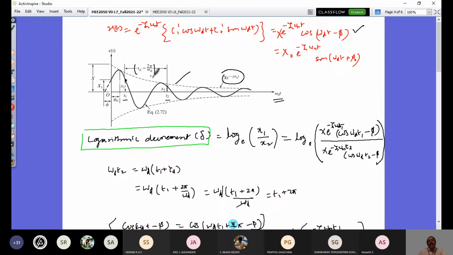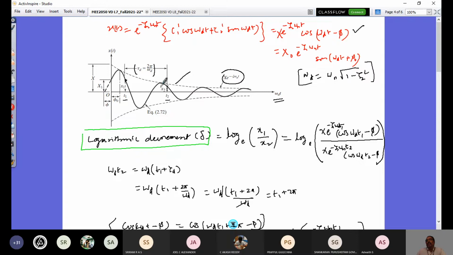Here, of course, omega d is the damped circular frequency. Because it is free vibration, it is called the damped natural circular frequency. There is a relationship between omega d and omega n that we have already seen: omega d is omega n times the square root of 1 minus zeta squared. This is all we know, and we look at it.